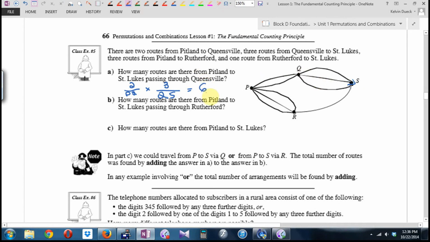Now I got another option. Instead of going through the top path, I could go through the bottom path, through R. How many ways are there to go from P to R?